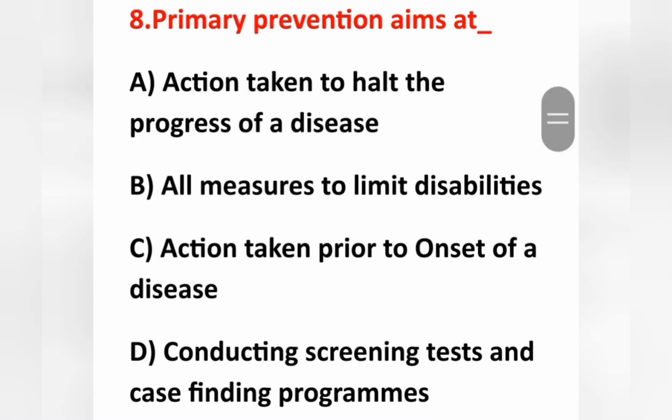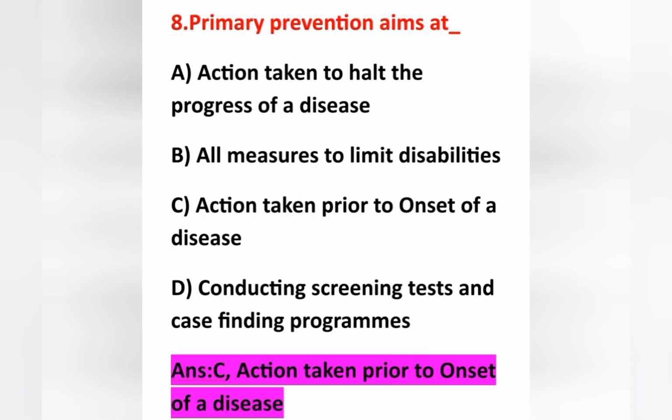Eighth question, primary prevention aims at. Options are option A, action taken to halt the progress of a disease, option B, all measures to limit disabilities, option C, action taken prior to onset of a disease, and option D, conducting screening test and case finding program. Your question is primary prevention. Primary prevention aims at action taken prior to onset of a disease. That is the correct answer, option C.